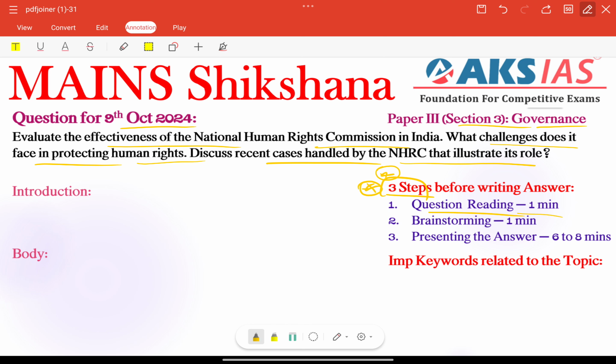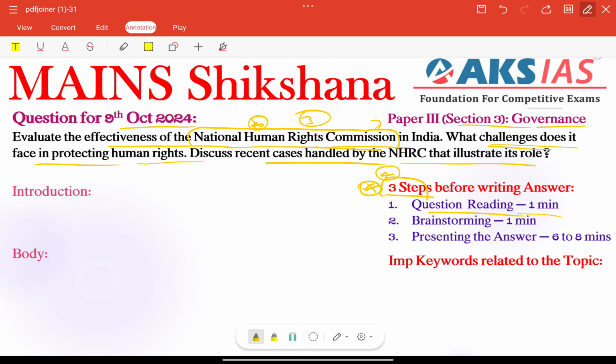Here, within 1 minute, we need to identify different question tags and keywords. What is the topic here? National Human Rights Commission in India. Already we have discussed the National Women Commission, right? Likewise, we need to focus on this body also. A very important topic, and here 3 parts are there: effectiveness, challenges, and finally recent cases.